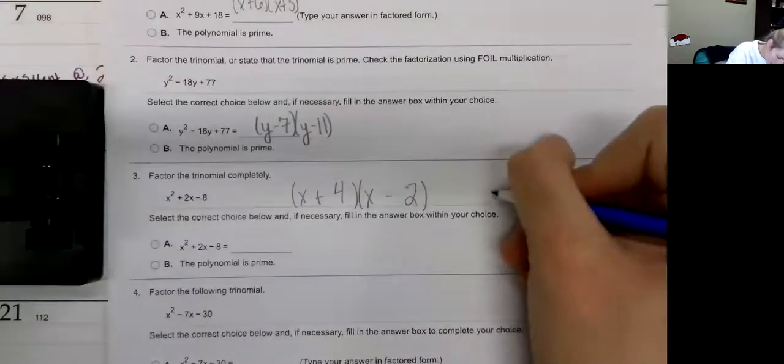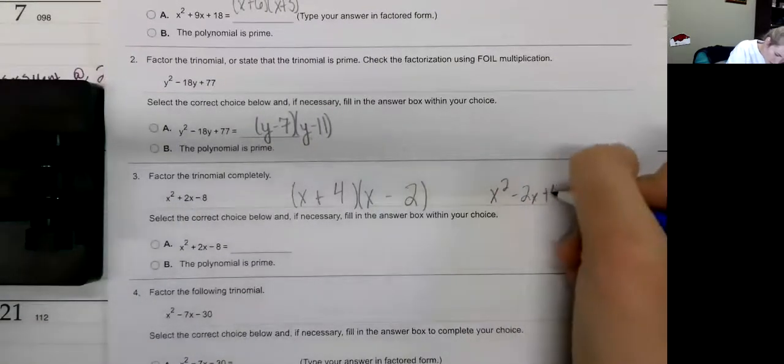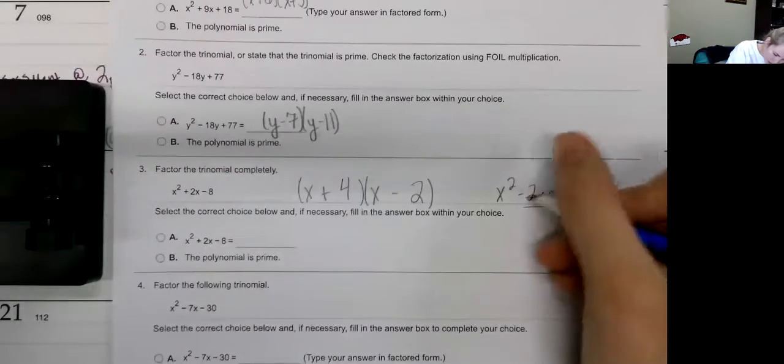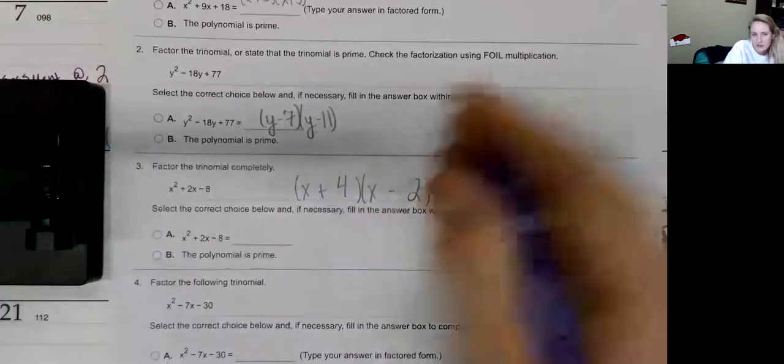So x squared, if I was checking this, I'd have x squared subtract 2x plus 4x, subtract 8. And when I combine my like terms, negative 2 plus 4, I get my positive 2x. So that's why that's this one.